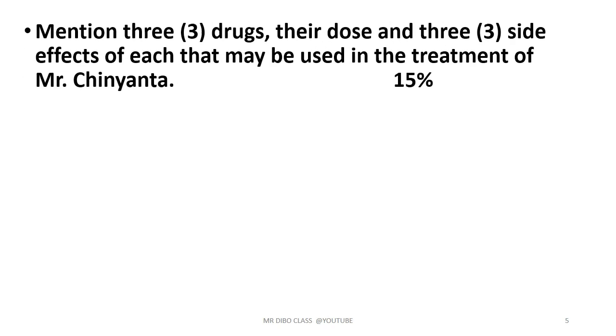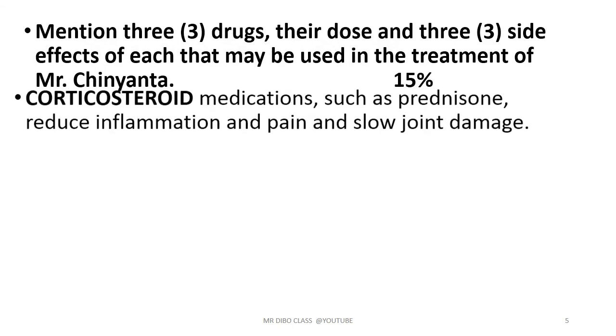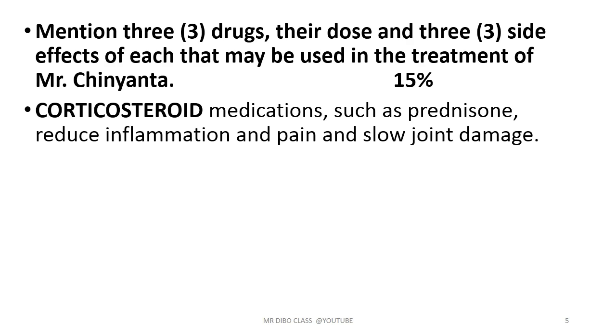So this is the basic structure which we expect to see when you are asked to draw a well-labeled diagram of the synovial joint. From there, B2, they are asking us to mention 3 drugs and their dose and 3 side effects of each that may be used in treatment of Mr. Chinyanta. Now, on drugs, we have so many groups of drugs which are used, but for now, we'll start with corticosteroids. These are medications that reduce inflammation, pain, and they slow joint damage. So we'll pick one example of corticosteroids, which is prednisolone.